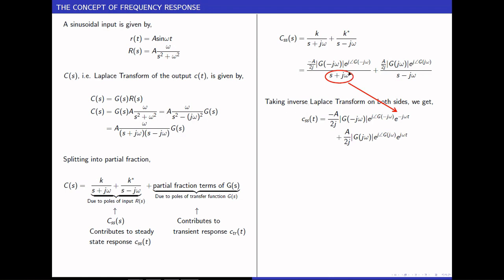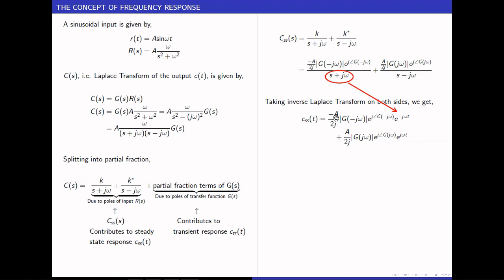So if I do that, this is a constant that will appear as it is, and 1 by s plus j omega will result in e power minus j omega t. Please note that the inverse Laplace transform of 1 by s plus a is equal to e power minus at. So here a is j omega and therefore e power minus j omega t. Similarly, this is also a constant that will come as it is, and the inverse Laplace transform of 1 by s minus j omega is e power j omega t.